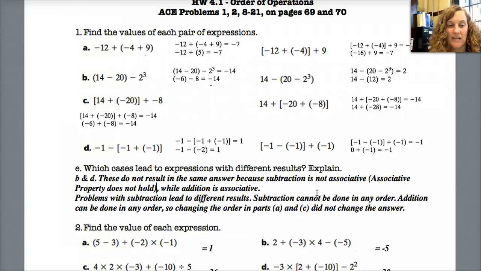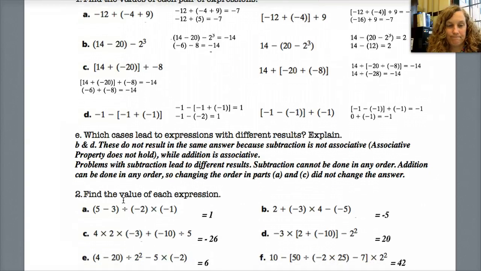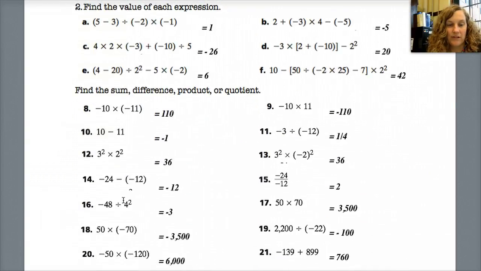So they ask you, which cases lead to expressions with different results? B and D. So A and C, you got the same answer no matter where you put the brackets. But for B and D, you got different answers, and that's because of subtraction. It's the whole associative idea: your parentheses don't matter for the order you're doing in, but with subtraction it does. Anyhow, so moving on to the rest.